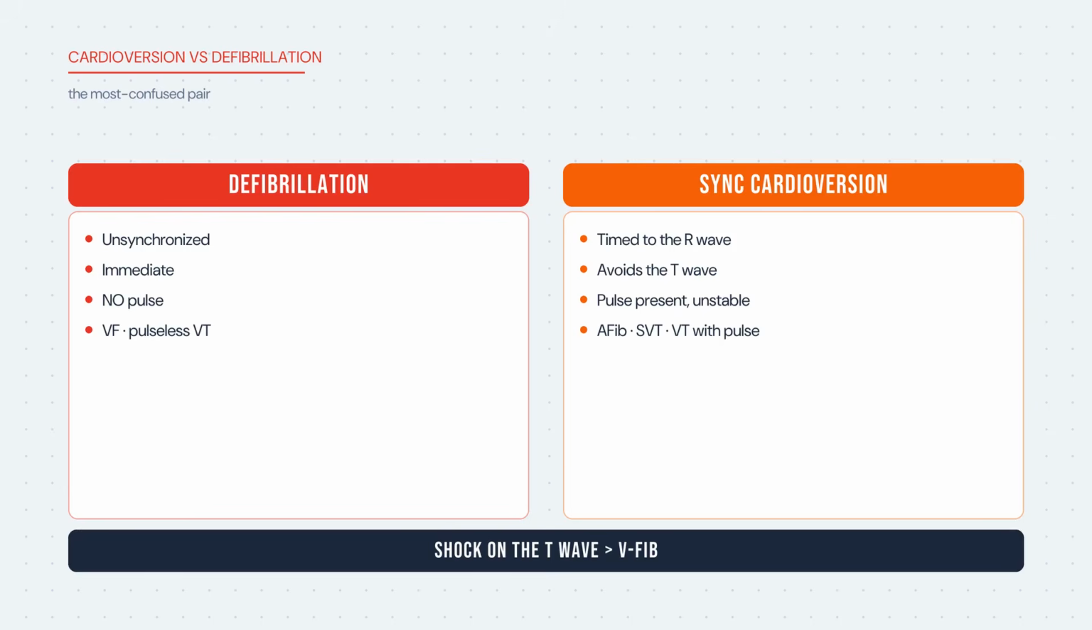This is the distinction that gets missed most. Defibrillation is unsynchronized. It delivers energy immediately, whenever the operator presses the button. It is for ventricular fibrillation and pulseless ventricular tachycardia, rhythms with no pulse. Synchronized cardioversion times the shock to land on the R wave, deliberately avoiding the T wave, because a shock on the T wave can throw the patient into ventricular fibrillation. Cardioversion is for unstable rhythms that still have a pulse. So, no pulse, defibrillate, pulse but unstable, synchronize.